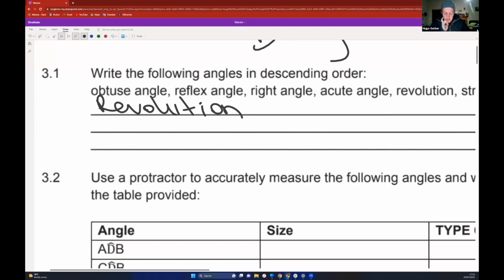Now, what is an obtuse angle? It's bigger than 90 degrees. Obtuse is bigger than 90. So you're 100% correct. I have my revolution, and now I'm going to put my reflex, because reflex, like I said, is even bigger than 180. Now, which is the next one? What will be the next one? Straight angle. Well done.